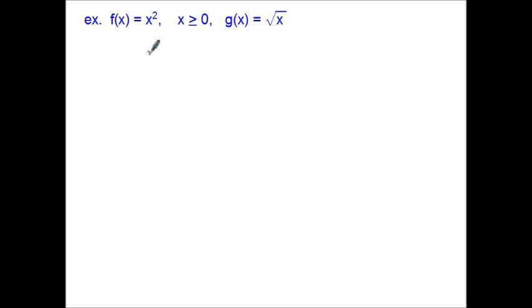Okay, now we've got another pair of functions here, and again I want to verify that they're inverses, but we have this extra little thing right here, this x greater than or equal to 0, that's going to make some people freak out a little bit, so I want to take a minute to talk about that. So basically this is part of this whole thing right here. I've got this function f(x) equals x squared, but then I've got this x greater than or equal to 0. Remember, that's a domain restriction.